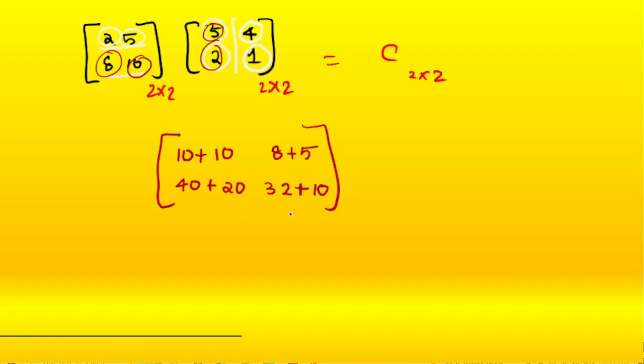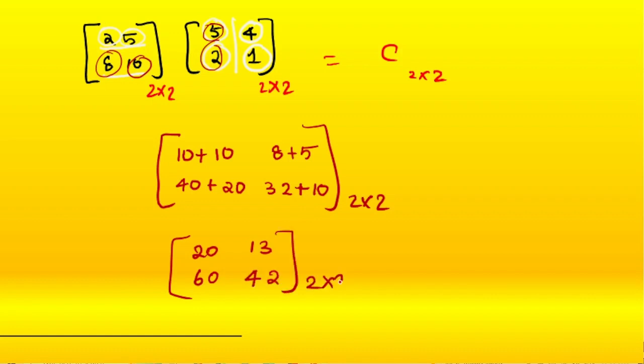So now this is going to be a 2 by 2 matrix. So 10 plus 10 is 20. Then 40 plus 20 is going to be 60. 8 plus 5 is 13. And 32 plus 10 is going to be 42. So this is your answer, a 2 by 2 matrix. This is how you solve a 2 by 2 matrix.